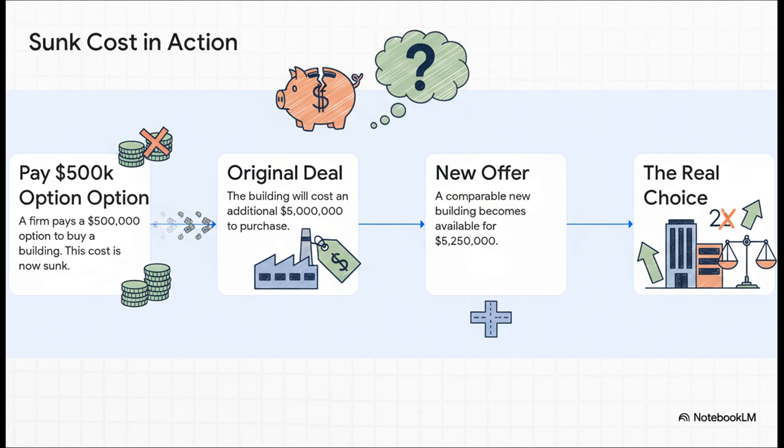Let's make this real. Imagine a company pays $500,000 for an option to buy a building for $5 million. Poof, that $500,000 is a sunk cost. It is gone forever. Then a new, maybe even better building comes on the market for $5.25 million. So what do you do? The trap is to think, well, we already spent $500K, so that first building is really costing us $5.5 million. Wrong. That $500K is irrelevant now. The real choice is about the future. Do we spend an additional $5 million, or do we spend a new $5.25 million? Well, $5 million is obviously cheaper. Ignoring the sunk cost gets you to the right answer every time.